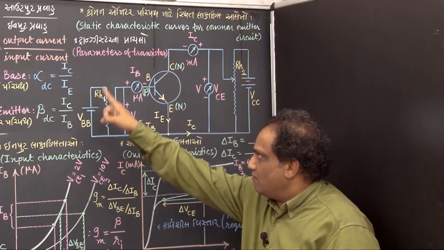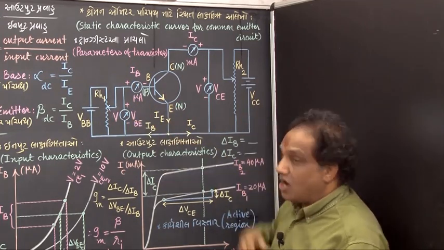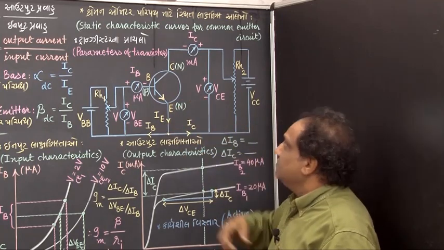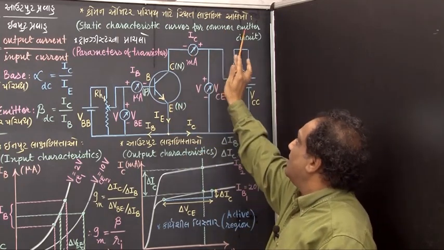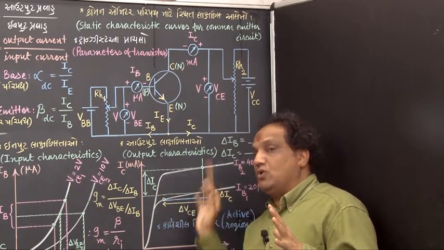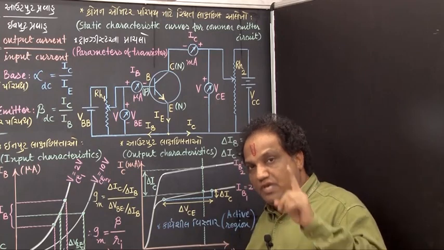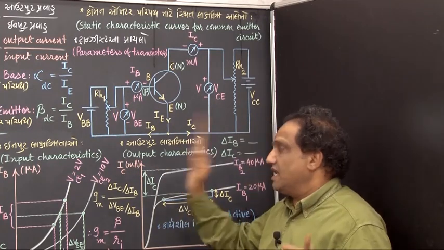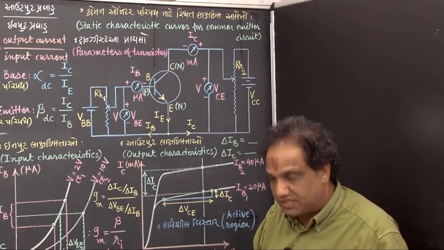This part of the circuit is input part. This part of the circuit is output part. In the input and output, emitter is common. That's why we call it common emitter. Now, how to prepare the whole circuit? I am showing you the importance of each component. I will explain its function also, and gradually we will see the whole circuit.